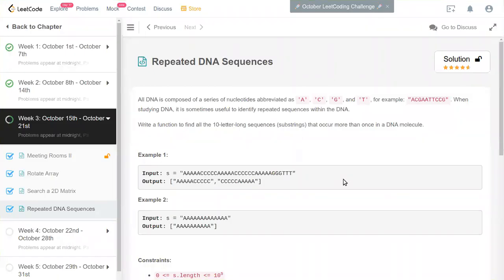Hello, I'm Channa Bankapur. I'm going to discuss my solution to the LeetCode problem, repeated DNA sequences. It's today's problem in the October LeetCoding challenge. The problem definition is as follows.